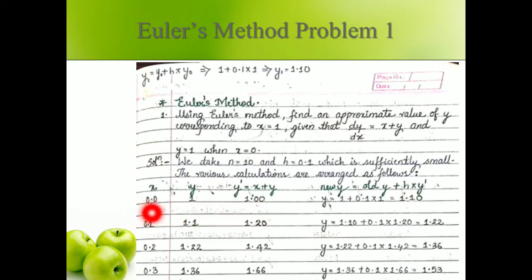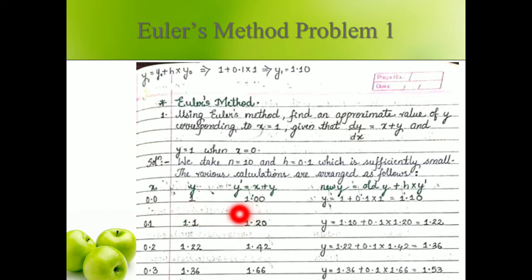So initial value of x is 0, y is 1. Substituting this in your y dash value, 1 plus 0 will be 1, that is y dash is 1. So new y will be equal to old y, which is the initial value, y is 1, plus h value 0.1 into y dash, which is 1. Once you simplify this equation, we get new y equal to 1.1. Carry this to your next equation, where your x value will be 0.1. So when x is 0.1, y is 1.1.